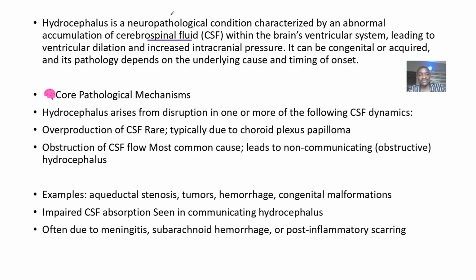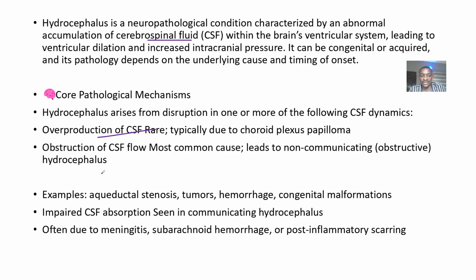So what's the core pathological mechanism? First of all, it arises from either one of these. It could be overproduction of CSF, or it could be that CSF is produced normally, but the flow of it is obstructed, leading to the accumulation. So either one of these is what is causing fluid to accumulate in the brain.